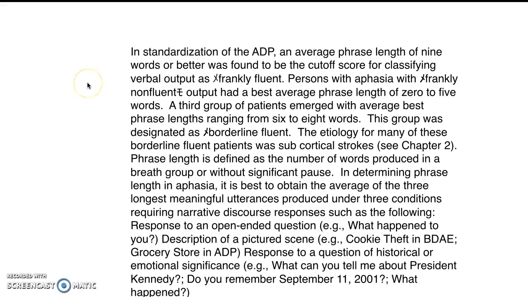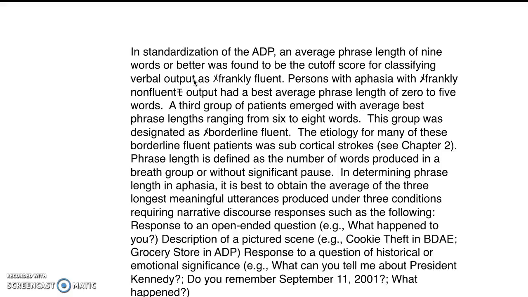So now you might ask, well, how am I going to tell if the person has good or poor auditory comprehension, good or poor repetition? So the Aphasia Diagnostic Profile, the ADP, was put together by Helm-Estabrooks and colleagues. To do their work, they used a paradigm for determining these things, and I think they're a good rule of thumb to use. So in the standardization of the ADP, those people with an average phrase length of 9 words or better were found to be a cutoff score for classifying the output as frankly fluent.